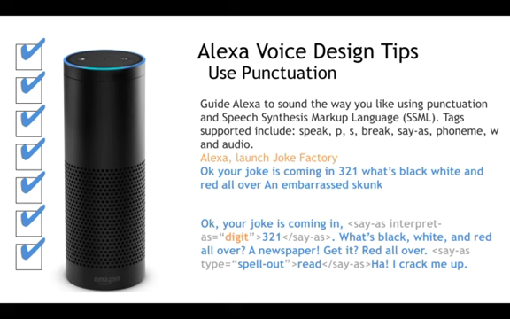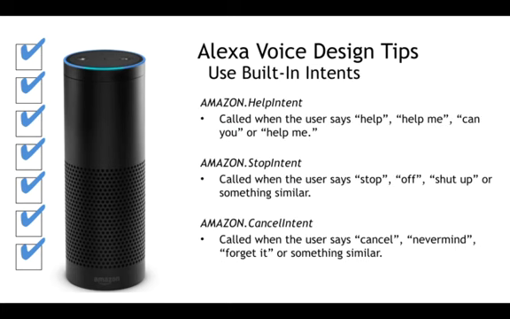And then say-as, type spell-out. So instead of reading this word just as a word, it's going to spell it out. So it's going to say, get it, R-E-A-D all over, and then, ha, I crack me up. So in the second one, we're actually telling a joke. In the first one, we're just reading a bunch of text that would be very hard to parse. Jokes are all about timing, so being able to control that is very important, and you can achieve it using SSML. And that's it for the voice tips.